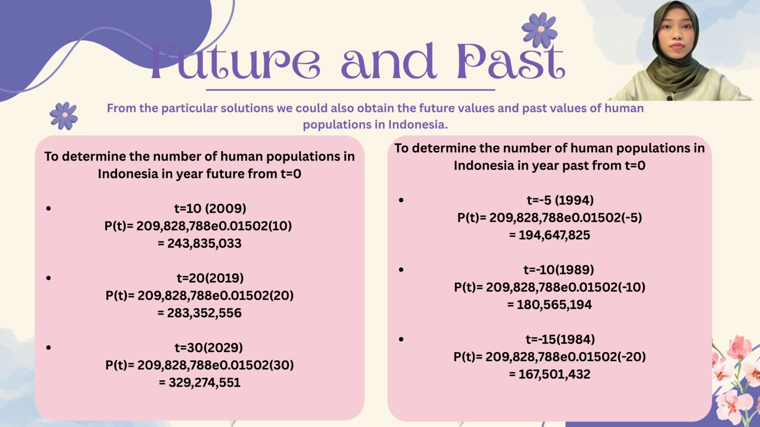To determine the number of human population in Indonesia in the future from t equals 0, we have taken a few numbers, which is t equals 10, that gives the population value 243,835,033. Secondly, we also took t equals 30, which gives the population value 329,274,551.